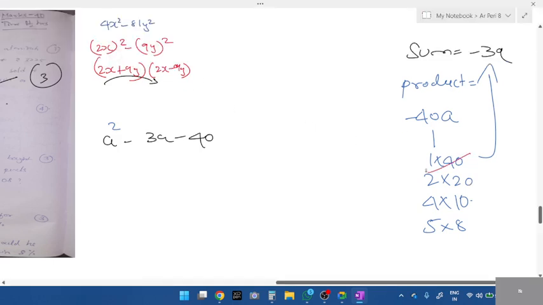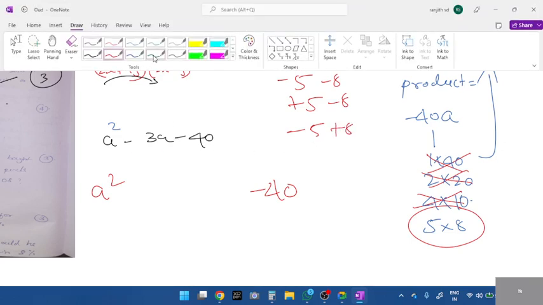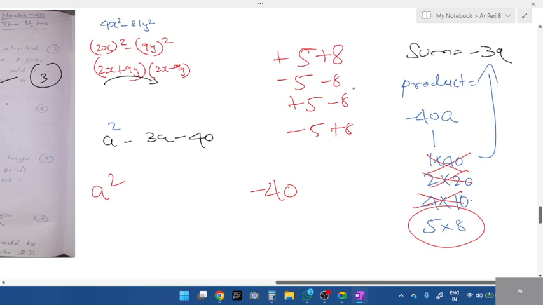None of the other combinations work. Just ignore all this, students. Take 5 into 8. A square as it is. Minus 40 as it is. In 5 and 8, write all the combinations: plus 5, minus 8, minus 5, plus 8. Tell me which combination gives minus 3? Exactly. Plus 5, minus 8. Very good. So take plus 5a and minus 8a. Now group them.